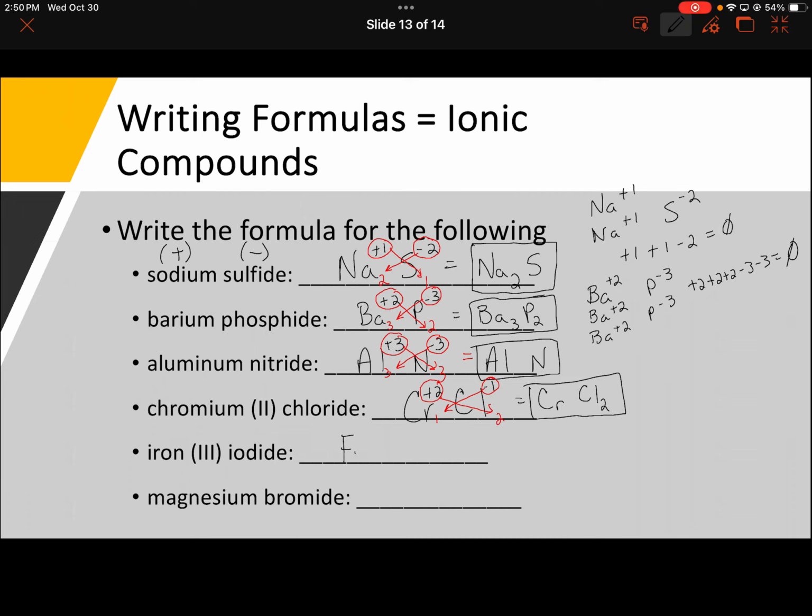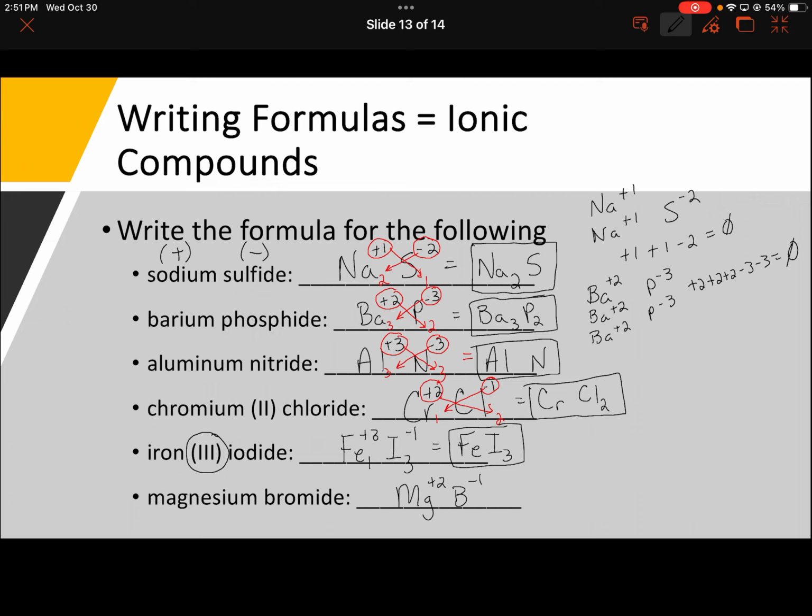Okay, now that you've had time to work on those, remember a 3 in parentheses means it's a +3. Iodine is a -1, so I'll crisscross. I don't write the 1s. There's my formula for iron iodide.